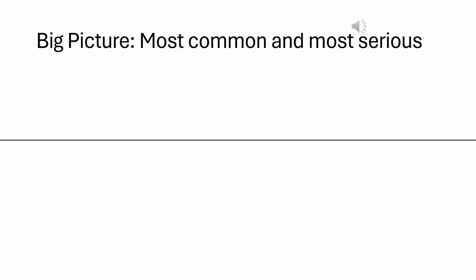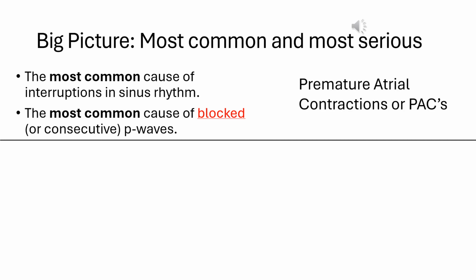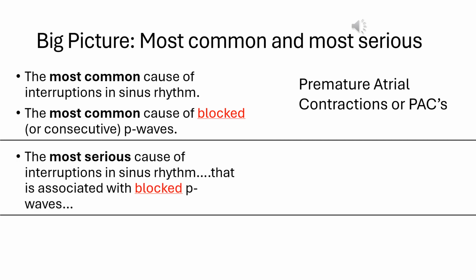In EM, our thinking is often informed by what's the most common potential cause of a presentation versus what's the most serious potential cause. You might be surprised to find out at this point that the most common cause of blocked P waves and interruption in sinus rhythm is not AV block, but is premature atrial contractions, or PACs. Still, the most common serious cause of interruptions in sinus rhythm associated with blocked P waves is AV block.